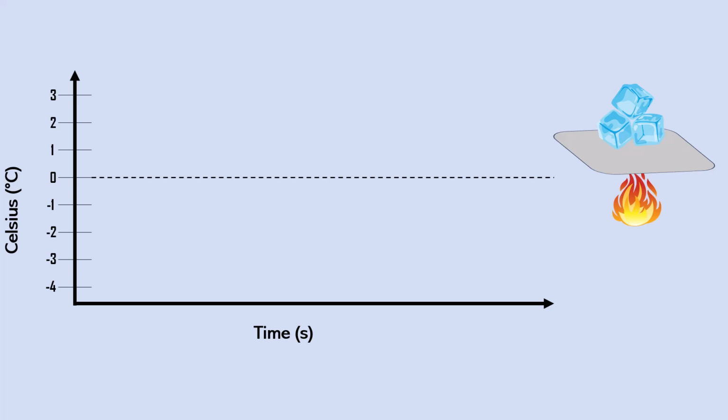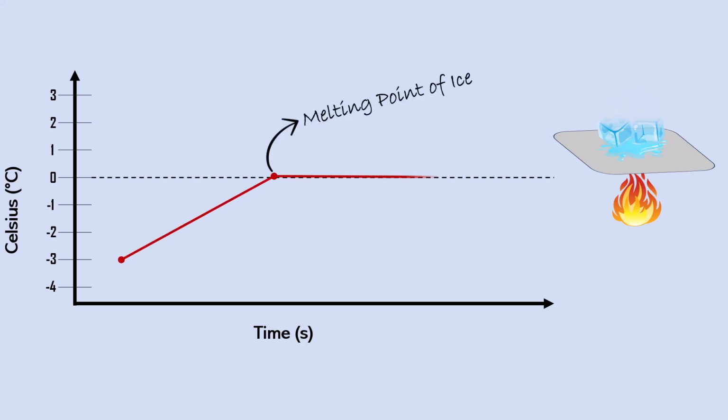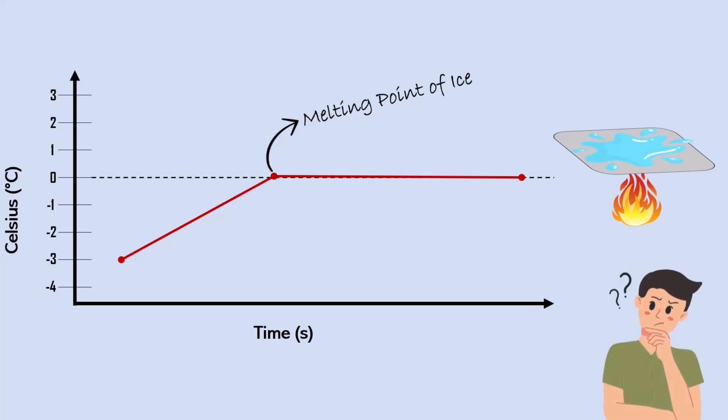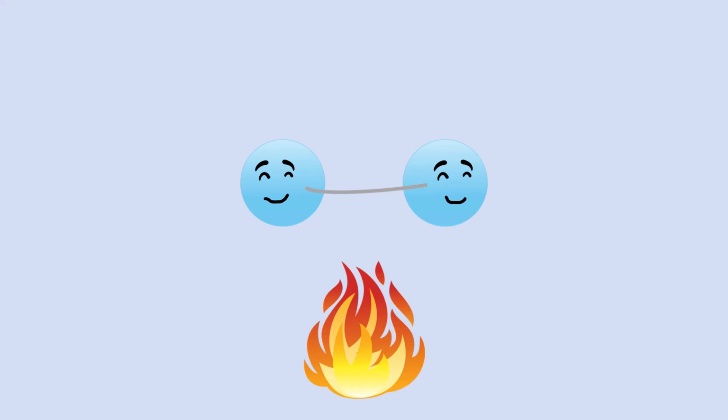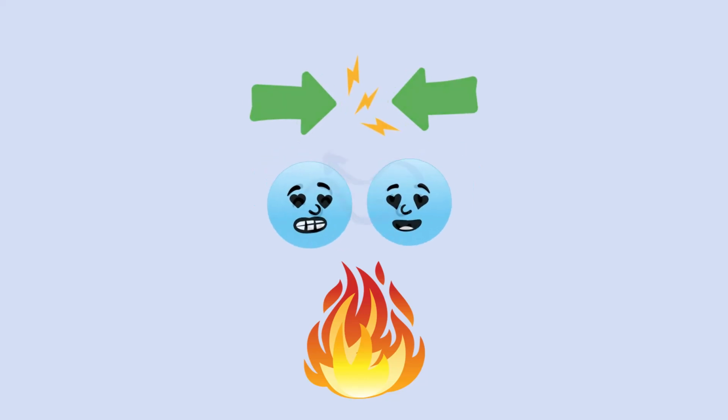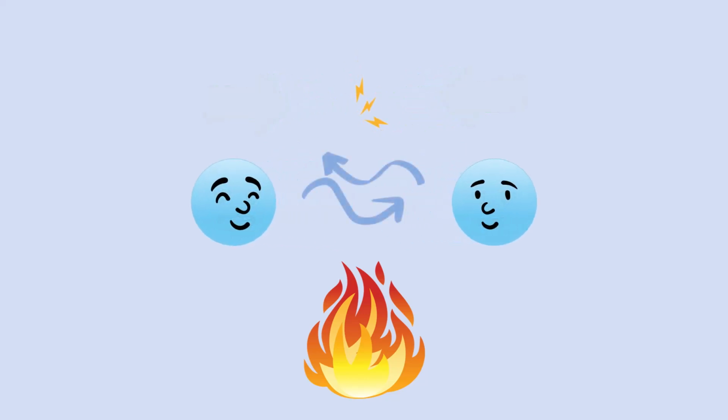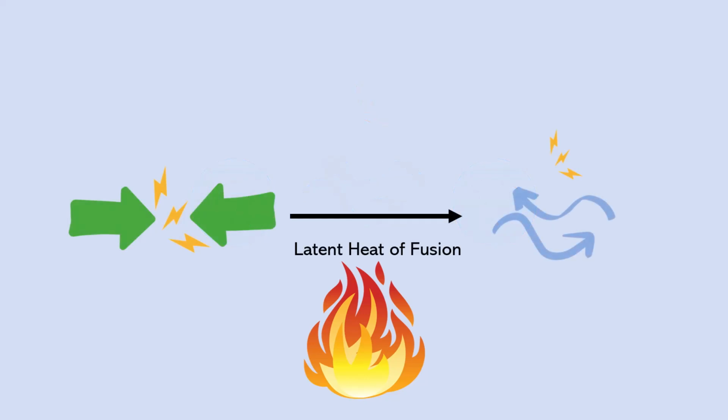But here's the interesting part. When ice reaches its melting point, its temperature stays constant until all the ice melts. Why? Well, the heat energy is being used to break the bonds between the particles, or in other words, overcome the force of attraction between the particles in the solid. This hidden energy is called the latent heat of fusion.